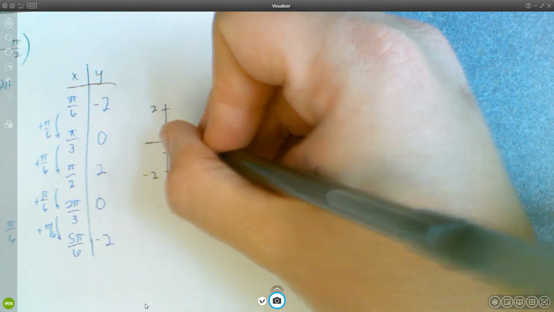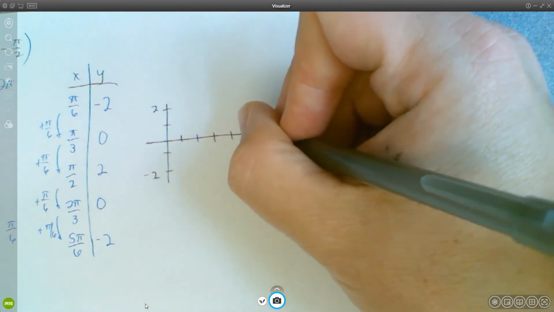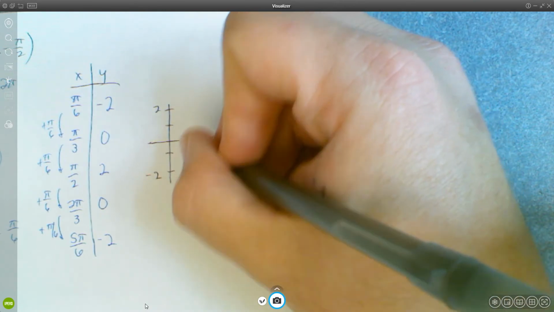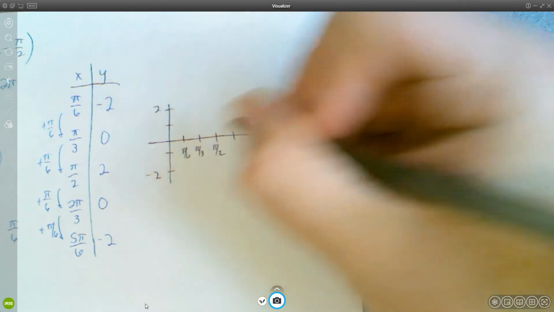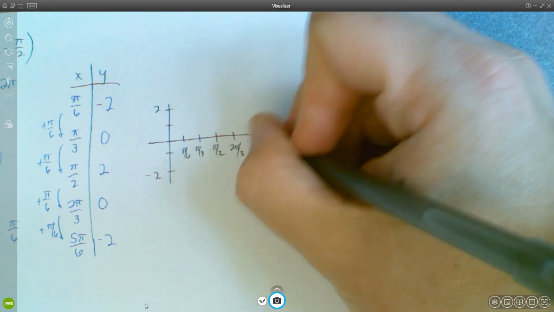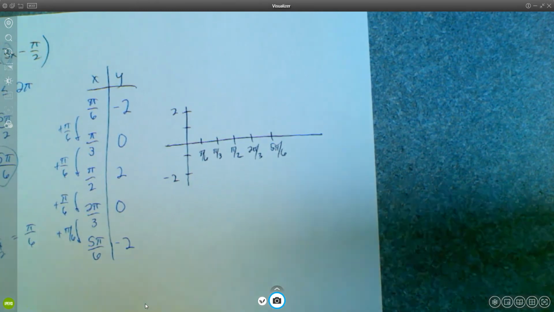So pi over 6, 2 pi over 6, 3 pi over 6, 4 pi over 6, 5 pi over 6. Okay, and plot the points.